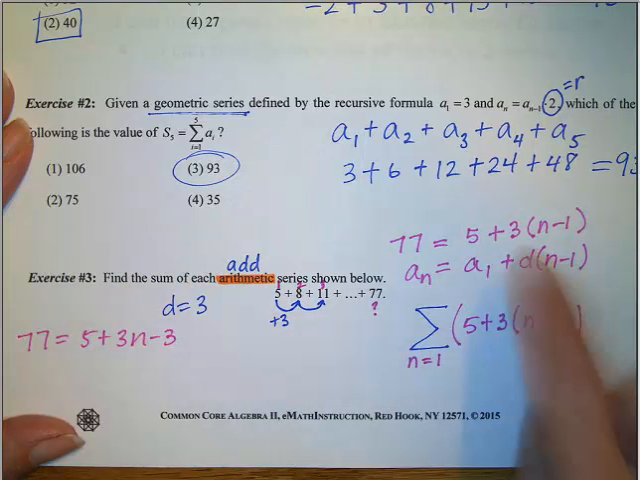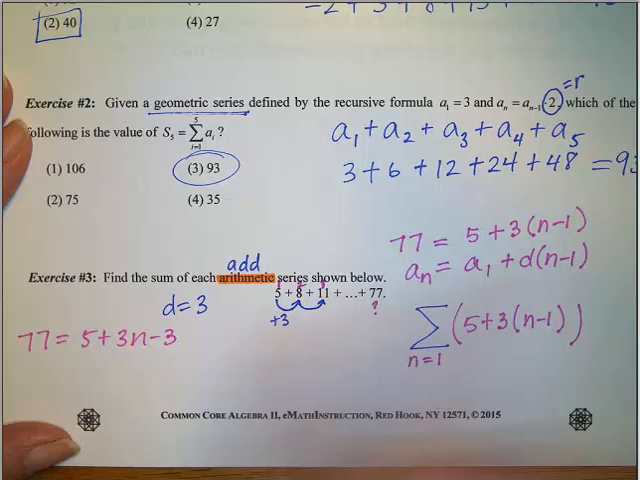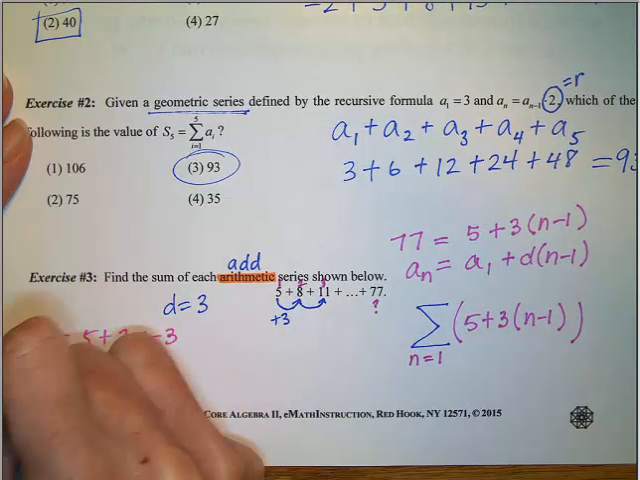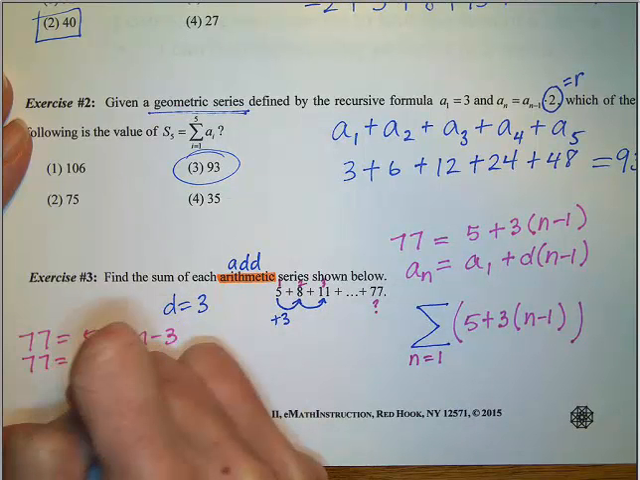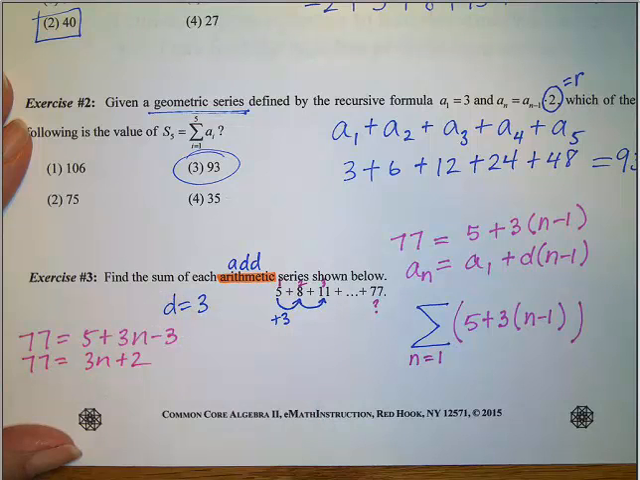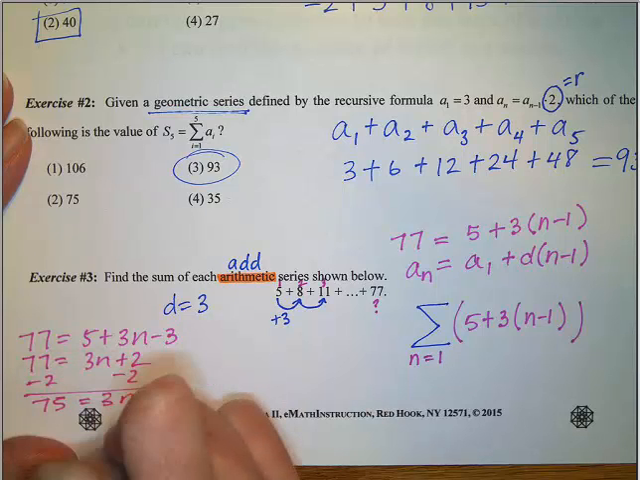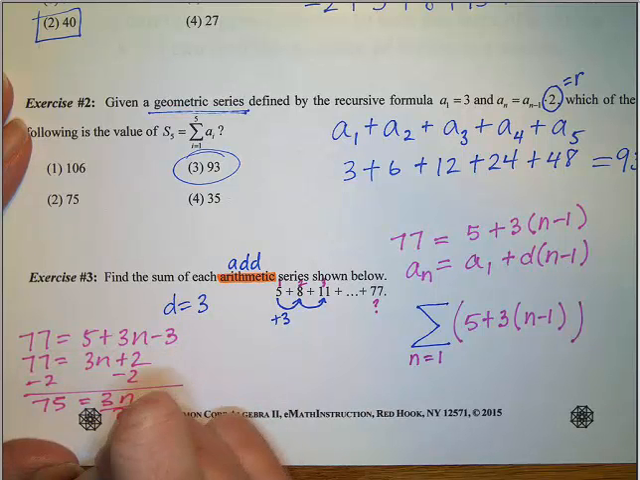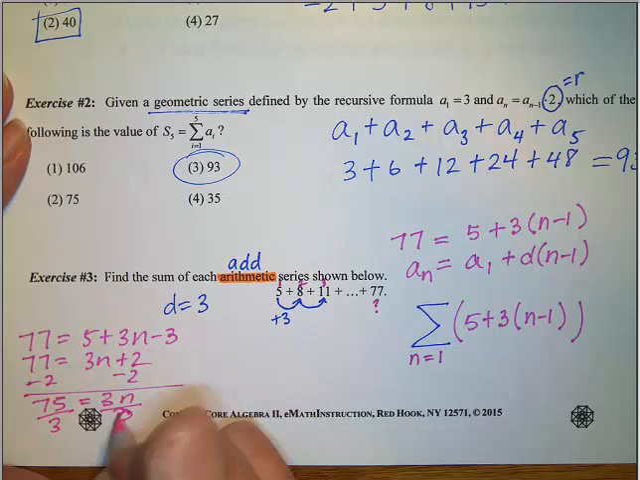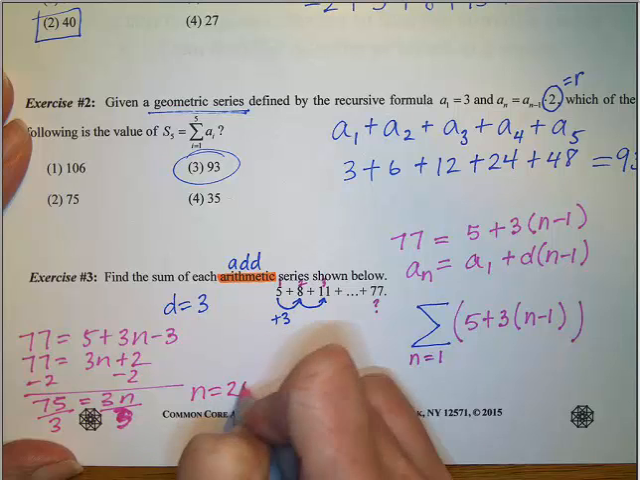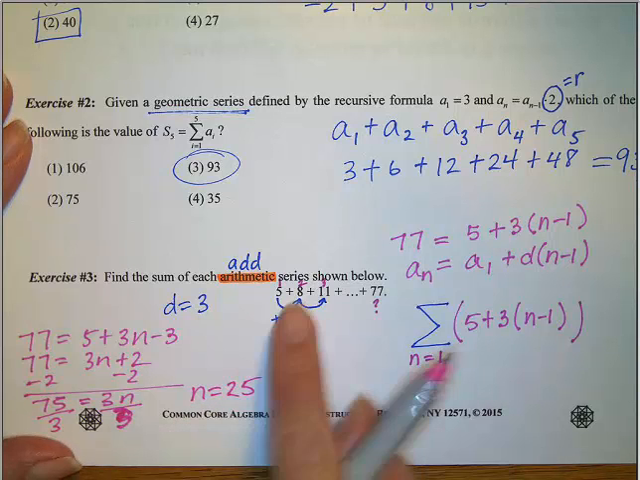All I did was distribute. I'm going to combine like terms. So 77 equals 3n plus 2. Subtract 2. 75 equals 3n. Divide by 3. That's the world's worst 3. So n equals 25. So that means there are 25 terms in this sequence.